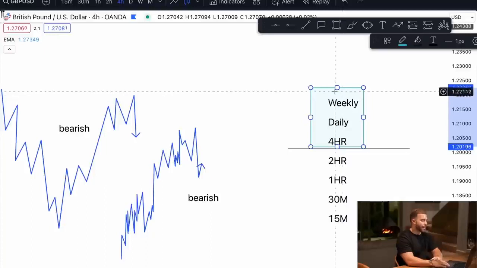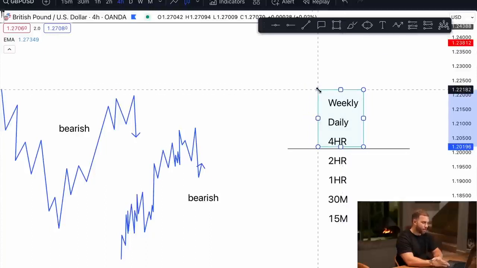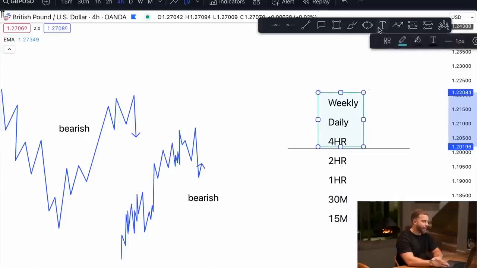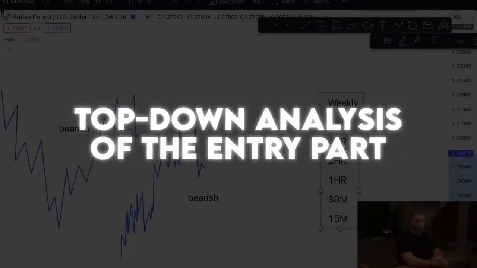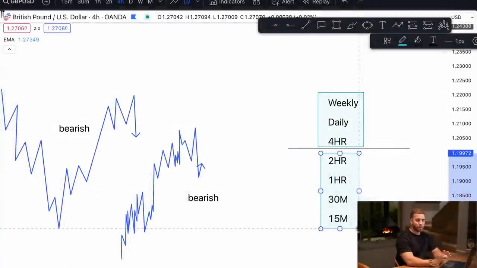So after we understand that this is the top-down analysis for the trend of the markets, now we're going to go through the top-down analysis of the entry part, which is very key because it's where a lot of traders just want to jump the gun and go straight into entering the market. But they got to understand that before entering the market, they have to properly do a top-down analysis to actually be able to execute a trade.